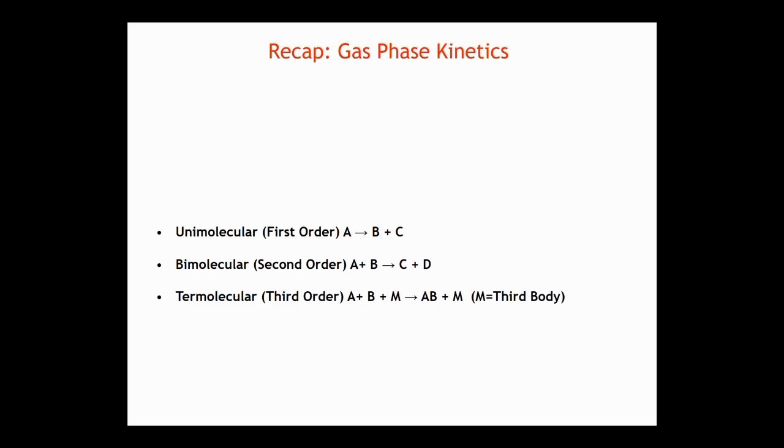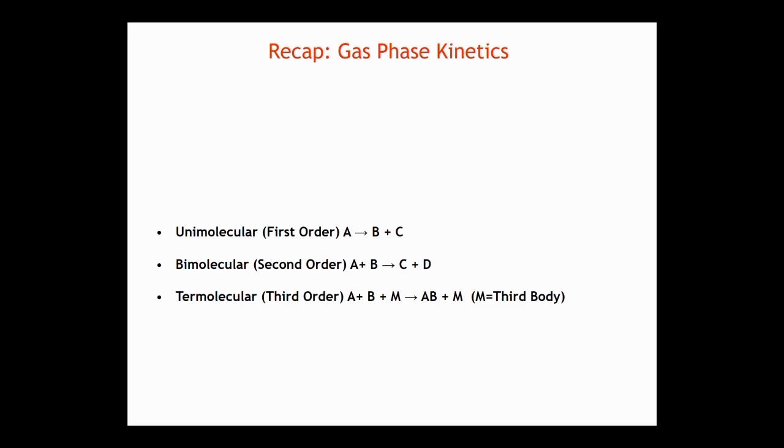Nitrogen. Most likely to be nitrogen. What's it next likely to be? Oxygen. Because they're the two most abundant things in the atmosphere, right? So the vast majority of the time, this third body reactant is going to be nitrogen or oxygen. And it doesn't play any other role in taking away this energy.